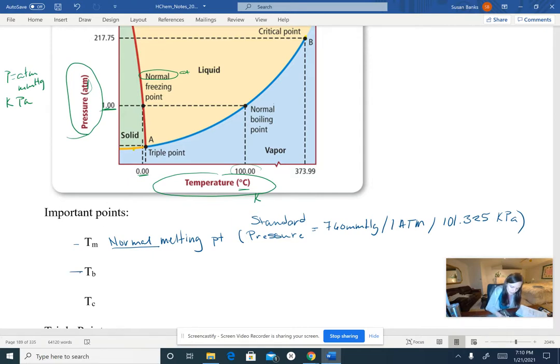So right here, this would be our T_m. That is our normal melting point. Okay? T_b is our normal boiling point. Once again, we have to be at standard pressure to do that. So right here, this is our T_b, our normal boiling point. And then last but not least, T_c is our critical temperature.